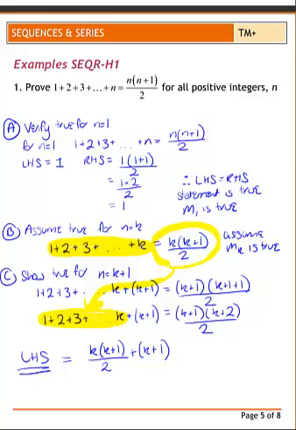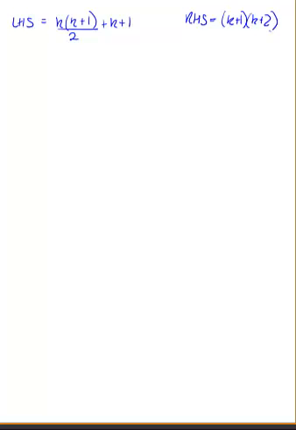Now let's go to a new page so I don't run out of room. Let's just rewrite that step. My left hand side is now k bracket k plus 1 all over 2 plus k plus 1. So we don't lose sight, our right hand side was k plus 1, k plus 2 all over 2. So from here, let's get a common denominator of 2. So now I have k bracket k plus 1. This is all over 1, so to get down there I have to multiply it by 2, so plus 2 bracket k plus 1.